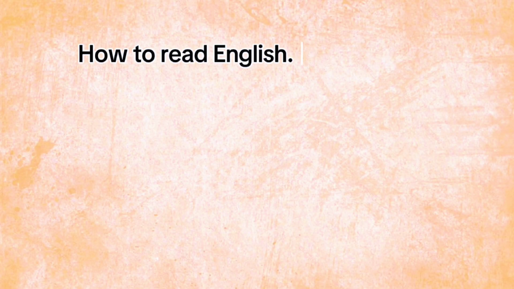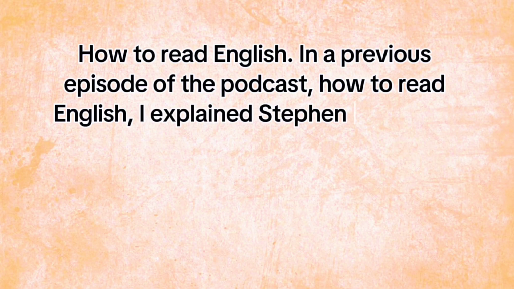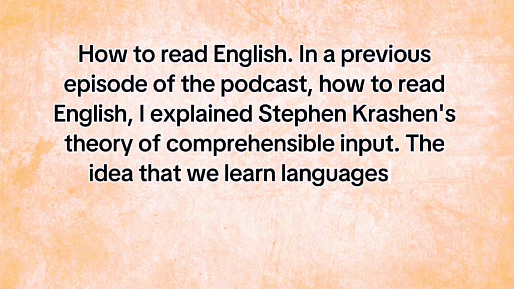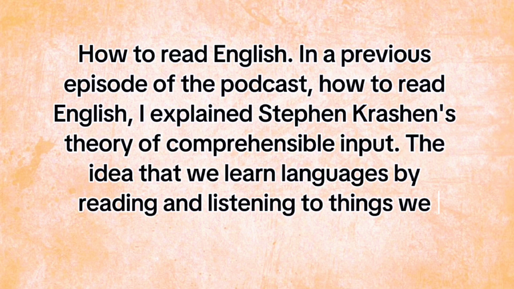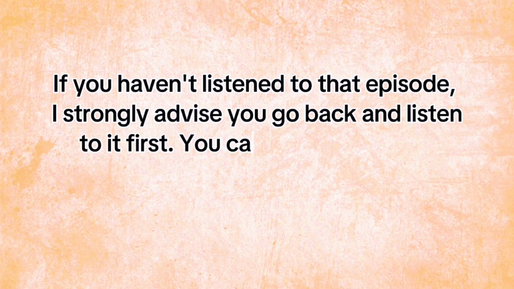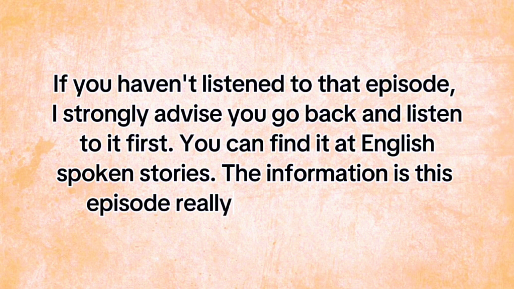How to Read English. In a previous episode of the podcast, How to Read English, I explained Stephen Krashen's theory of comprehensible input: the idea that we learn languages by reading and listening to things we understand. If you haven't listened to that episode, I strongly advise you go back and listen to it first. You can find it at English Spoken Stories. The information in this episode really builds upon that one.